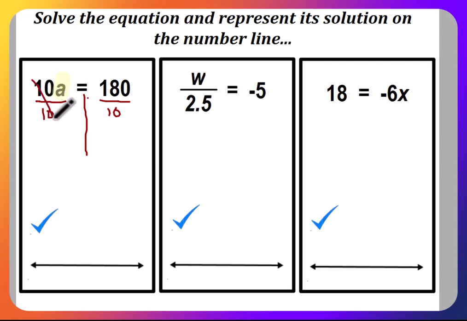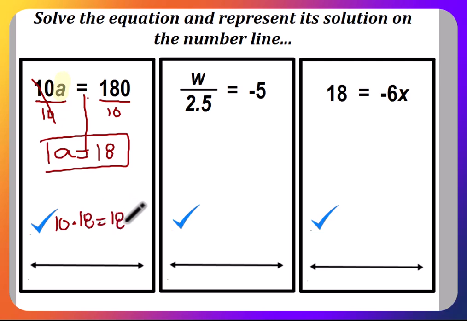10 divided by 10 gives you 1a, or just a. You don't need to put the 1. Equals, and then divide. 180 divided by 10 is 18. So our answer is a equals 18. Plug it back into our equation, see if that's true. 10 times 18 should equal 180. Does it? It does. So we solved it correctly. Okay, to represent the solution on a number line, a equals 18, so we just need to show 18 with the filled in dot.